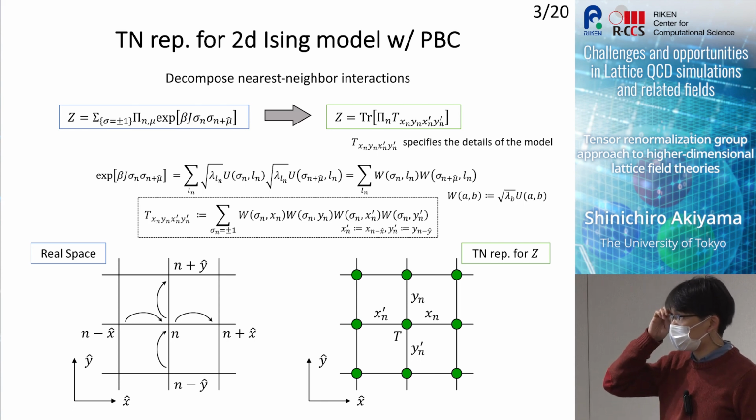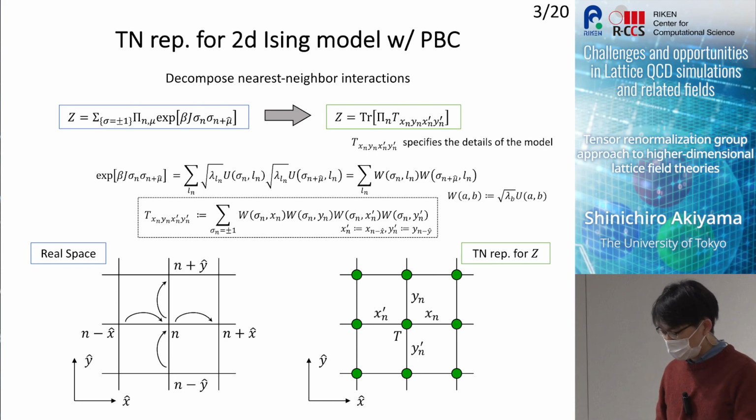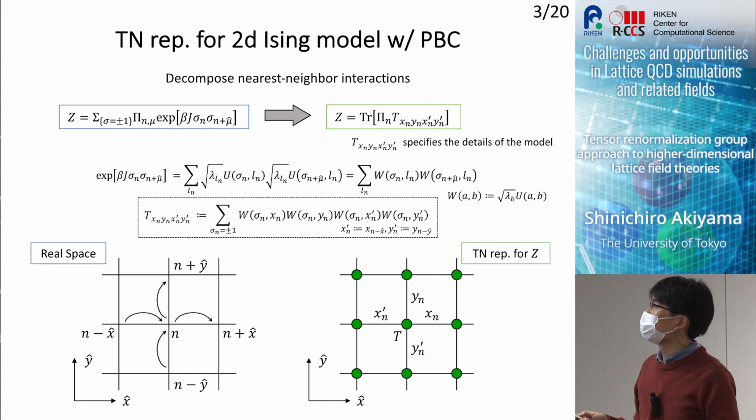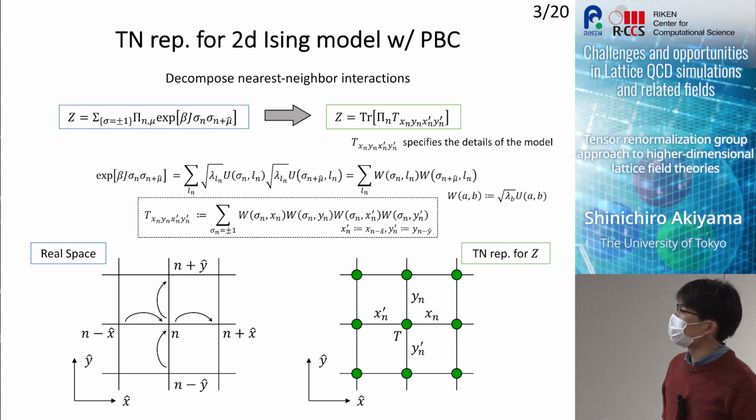But here, I'd like to just explain one way, which is to decompose the nearest neighbor interactions. This is very easy to understand, I think. So let me focus on this one. So we have a local Boltzmann weight or the transfer matrix element like this. And this matrix can be decomposed by using the eigenvalue decomposition or the singular value decomposition. In this case, we can use the eigenvalue decomposition, and this matrix element is factorized in this way.